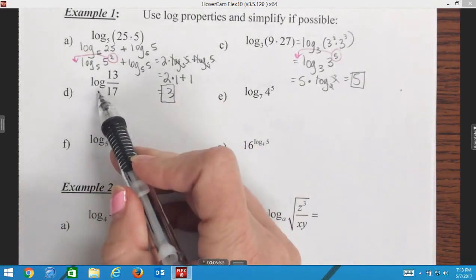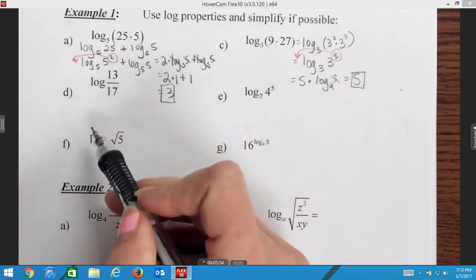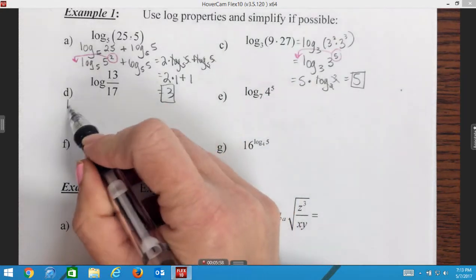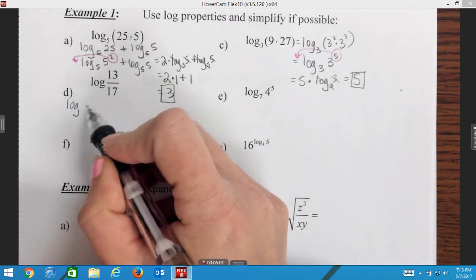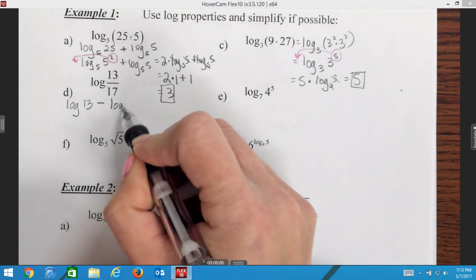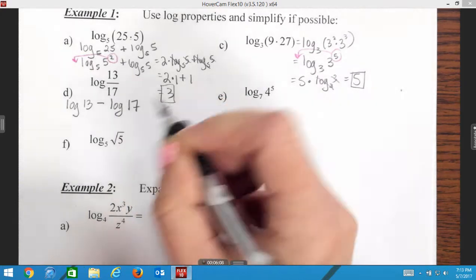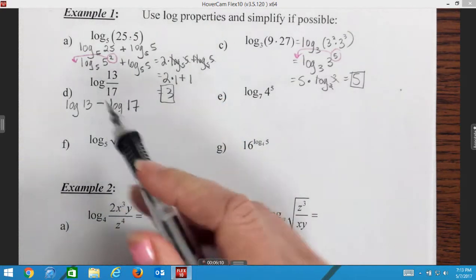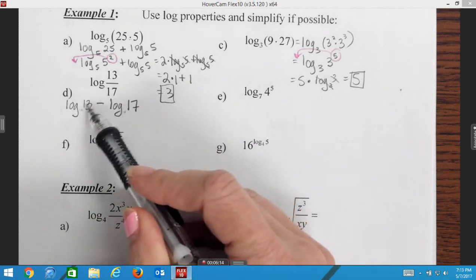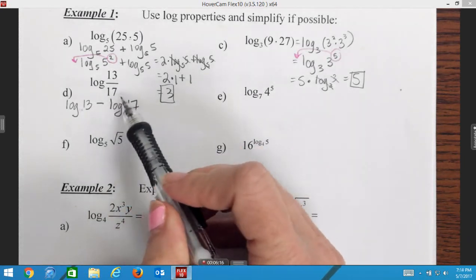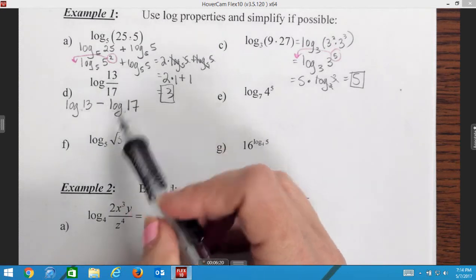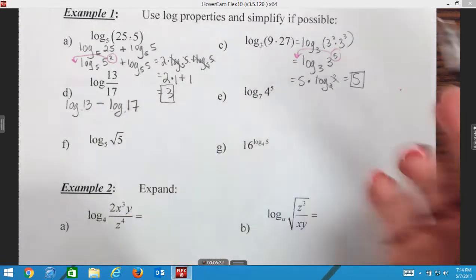For D, we've got log 13 over 17, and I'm looking for a base. There isn't one, so I know it's 10. So I'm going to rewrite this as log base 10, or log, of 13, and since it's dividing, we subtract the logs. And we always put the one on the bottom second. And then I see if I can cancel anything. Since this is a log base 10, that's not going to cancel with 13 or 17. So this did not simplify at all. The original is more simplified, but we were able to expand it.